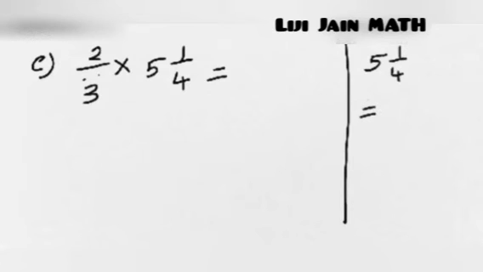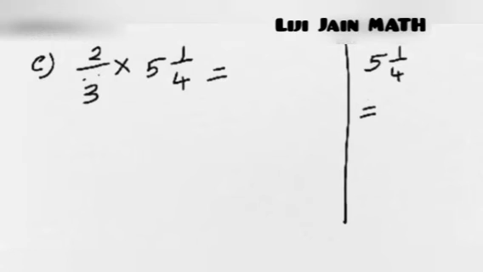How to do this? Which is the mixed number in the question? 5 1 by 4. That has to be converted to an improper fraction. How? In the working column, try to convert. 5 1 by 4 is the mixed number. Try to convert this into an improper fraction. How? Whole number into denominator plus numerator, divided by denominator.